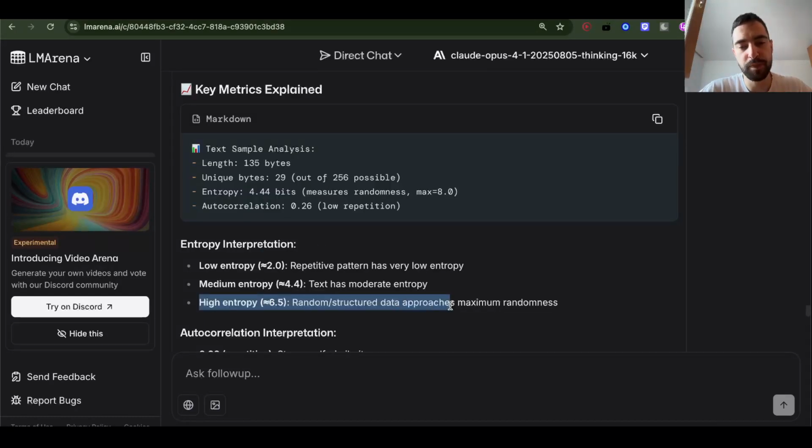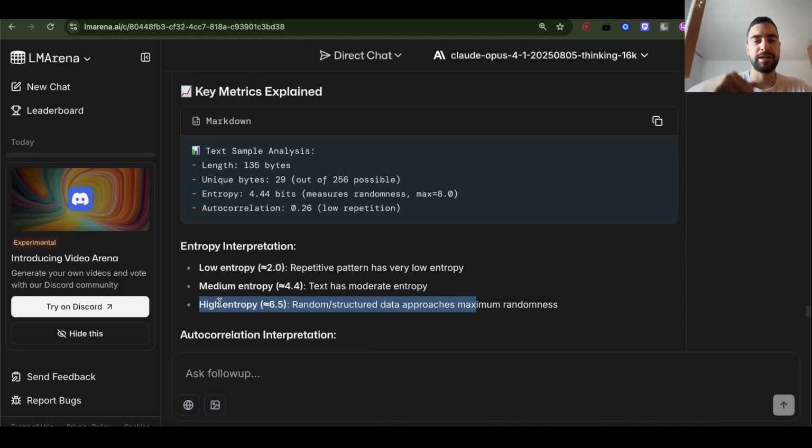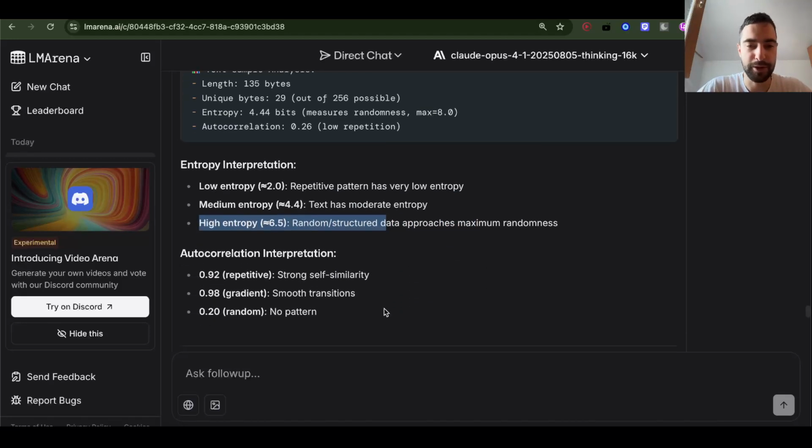So high entropy would be that the bytes look very random. Text is not totally random letters, as we have, for example, more of the letter A and more of these letters, less of these letters. But in random data, it would be very random with high entropy. Autocorrelation 0.26 means low repetition. If it was 0.92, for example, it would be very repetitive, strong self-similarity. 0.98, they say gradient, smooth transitions, interesting. And I'm not sure 100%, but 0.20 is no pattern. So I guess these are examples.